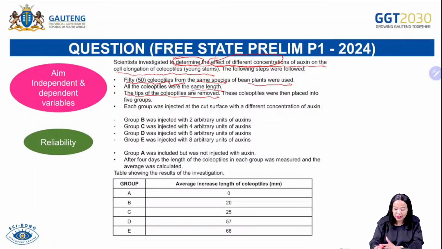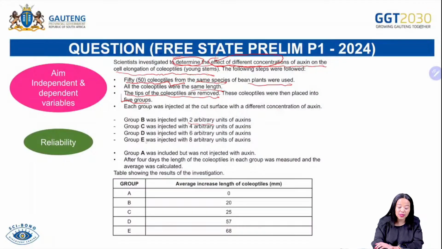Carrying on reading, these coleoptiles were then placed in 5 groups. Each group was injected at the cut surface with different concentrations of auxins. Then you were given that group B was injected with 2 arbitrary units of auxins. You have group C that was injected with 4 arbitrary units. You have group D, and you also have group E.